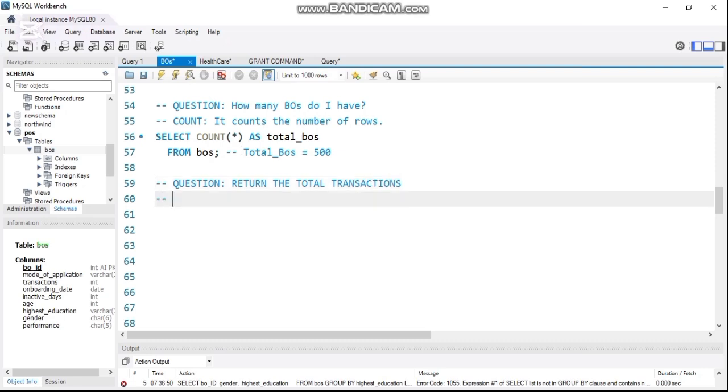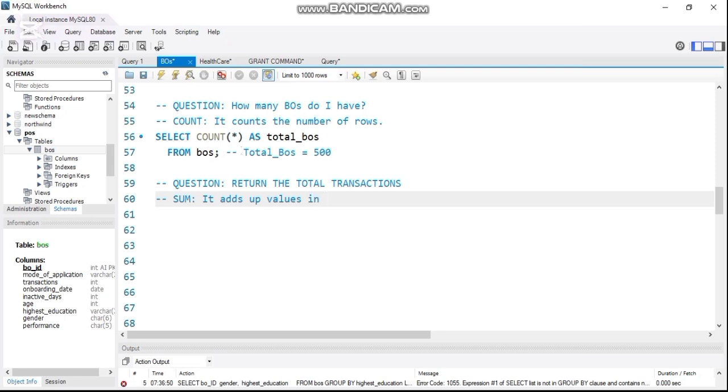Maybe you have the total salary and you want to know the sum of the total salary. You want to know the sum of transactions that my BOs have done in the past few days or so. We use sum for that. Sum helps us return the values. It adds up the total values, and don't forget that an aggregate function returns only a single value. So you don't have anything other than a single value, just a single outcome.